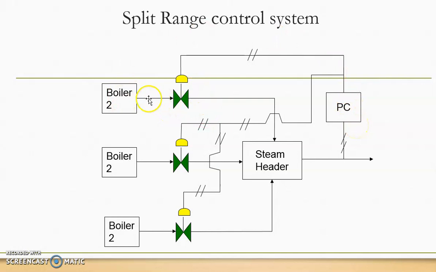These valves are nothing but the flow rate of steam from each boiler, and depending upon the pressure we will try to maintain the flow rate by coordinating these three valves inside the boiler, inside the steam header. So we can have one measurement, that is the pressure of the steam, but we are coordinating these three valves. So we have three manipulated variables, as I told you earlier. So this is about the split range control system.